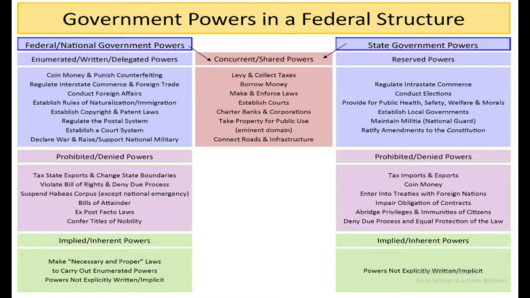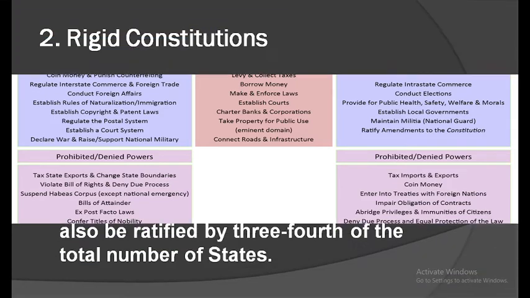And at the bottom, we also see some implied or inherent powers which are not clearly written in the Constitution but are implicitly implied in the tradition of the United States. And in the middle, we have concurrent powers, or those powers which are shared between the state and central government.